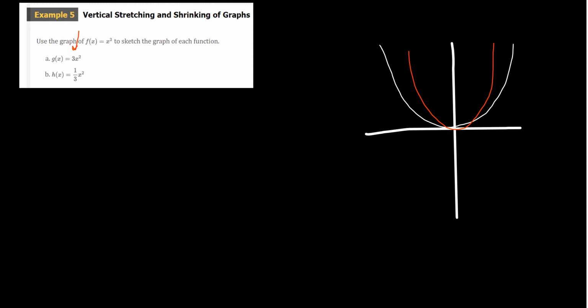Well, B is a fraction in front of my parent function. So what I'll be doing is essentially shrinking it or flattening it. The white line, again, is my x squared. So imagine if I took that and then I just flattened it out. It looks something like this.